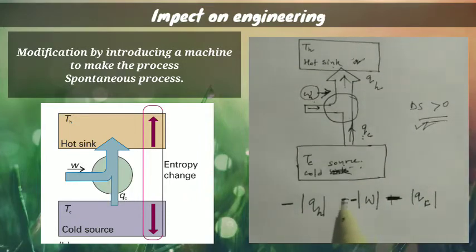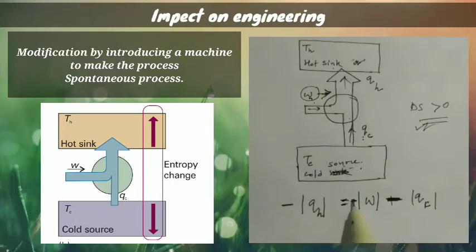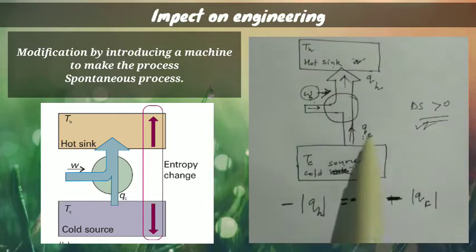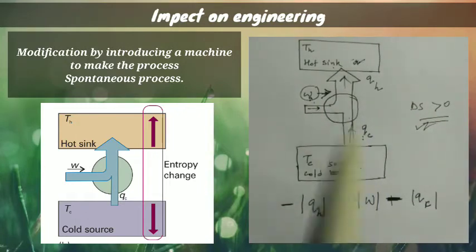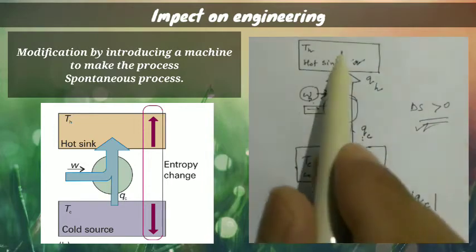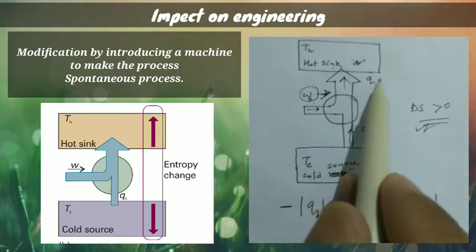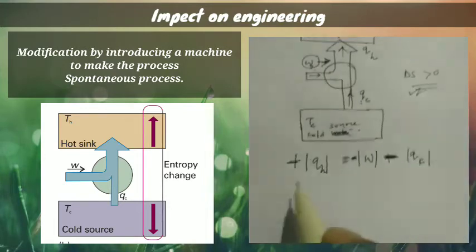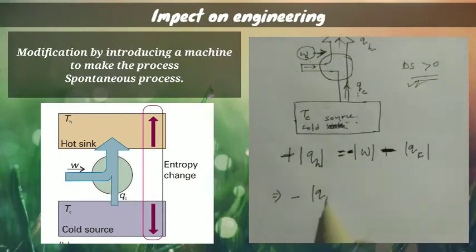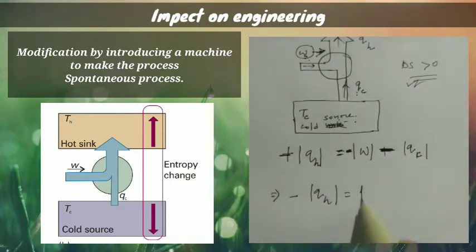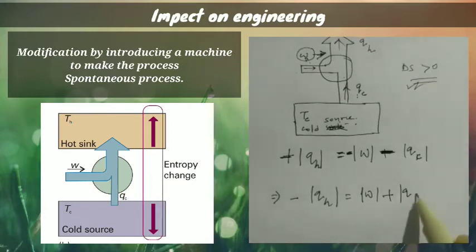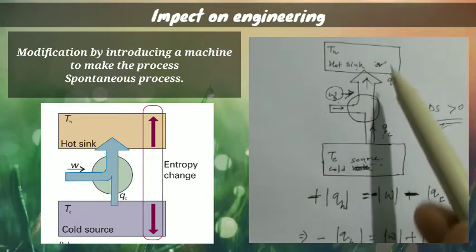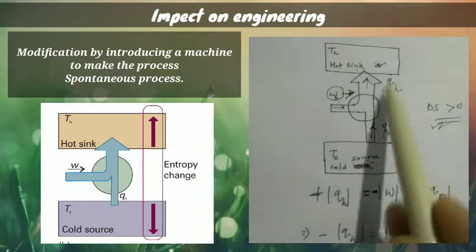If you don't understand, you can also write it this way. We remove the W amount of work and QC amount of heat from that machine, and we introduce QH amount of heat, so we can even write plus, same thing. So we can write minus QH is equal to W plus QC. This is the total amount of heat which is introduced to the sink.